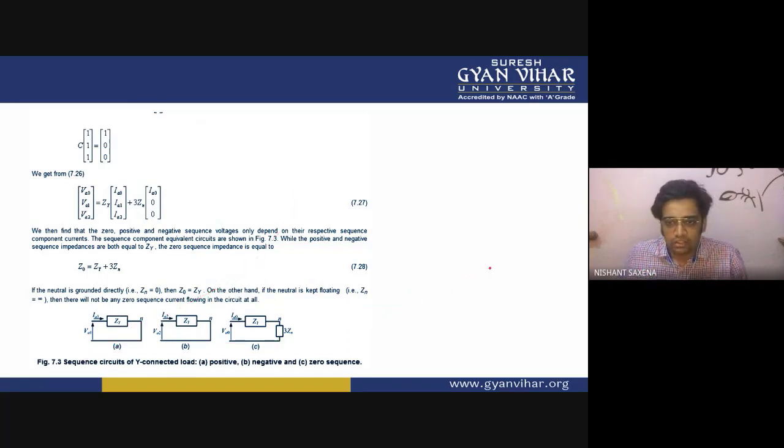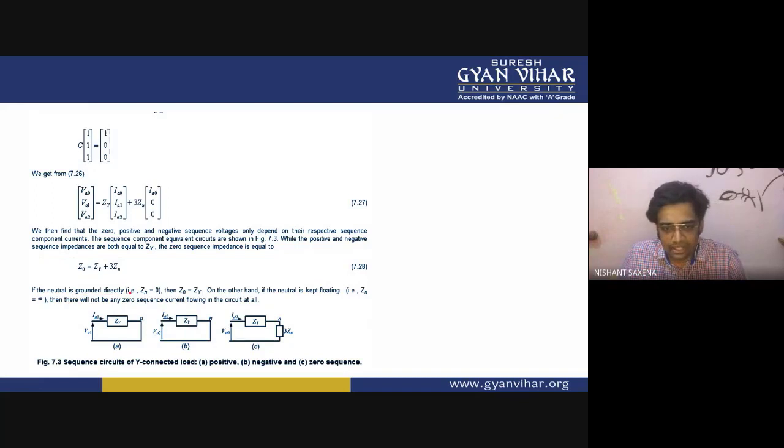We can see that the positive and negative sequence components don't have any neutral impedance connected to them, and they are both the same. The neutral current will only flow in the zero sequence component for the phase current IA, so IA will have the neutral current component also in it. So that's why this 3Zn component is extra added in series with this star impedance.